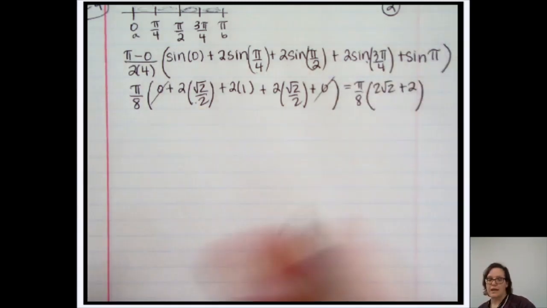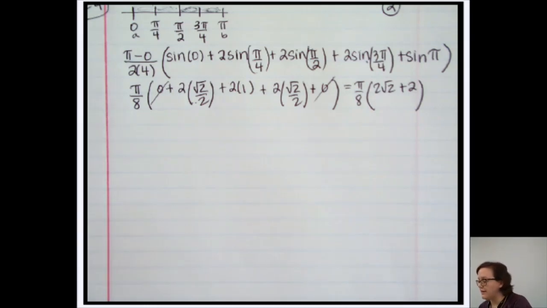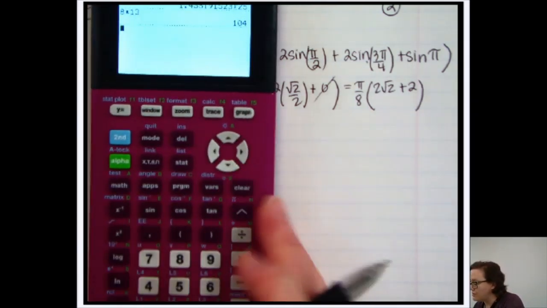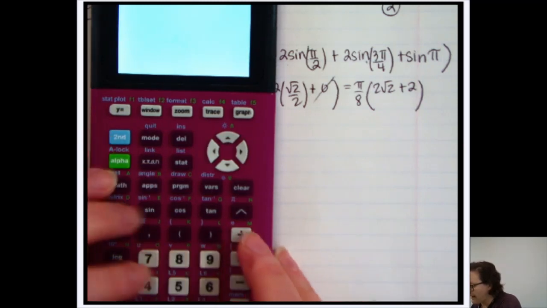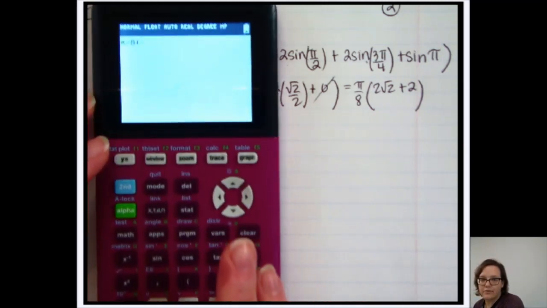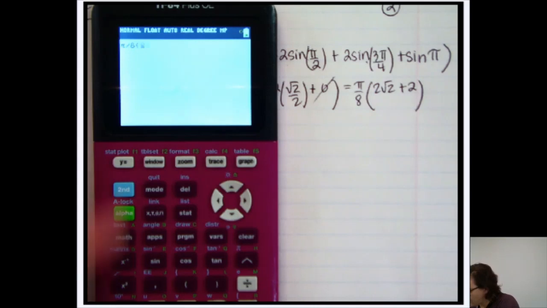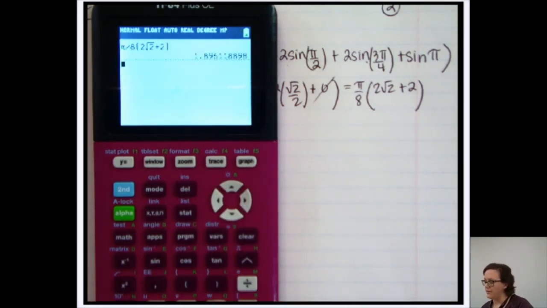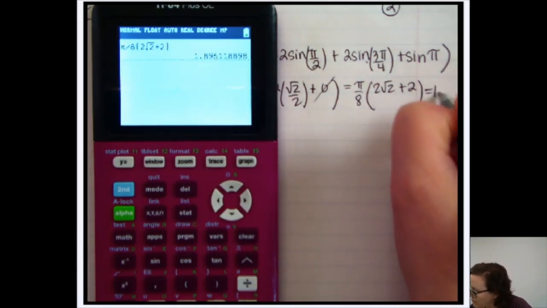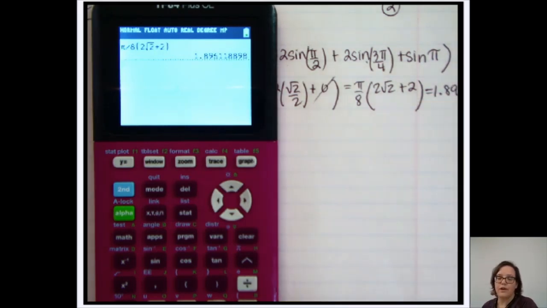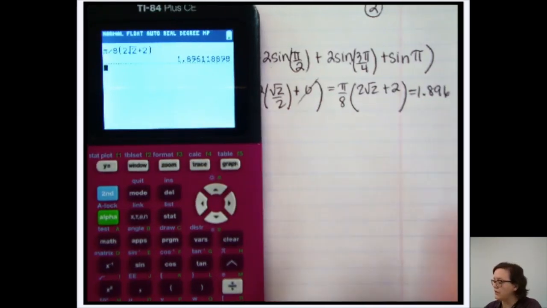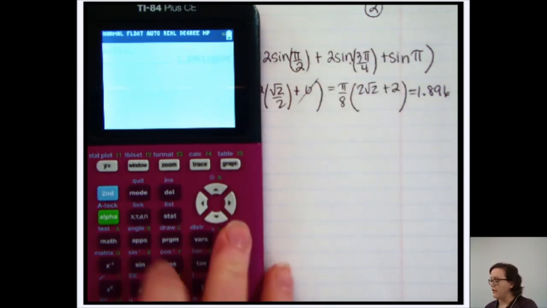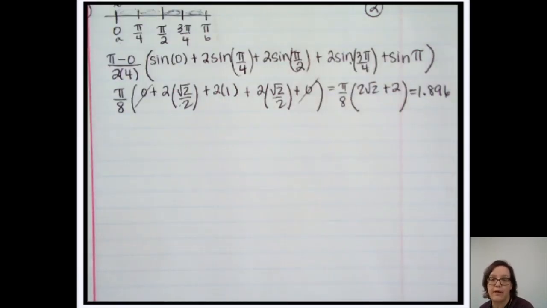plus 2. And we could plug that in our calculator and see how close it is to 2. So pi divided by 8 times 2 root 2 plus 2. And yes, it would have been okay if you'd used your calculator from the get-go. But we get 1.896. So for an approximation, that's not bad at all. It is pretty much just 1/10 away from our actual answer, and that was using only 4 intervals.